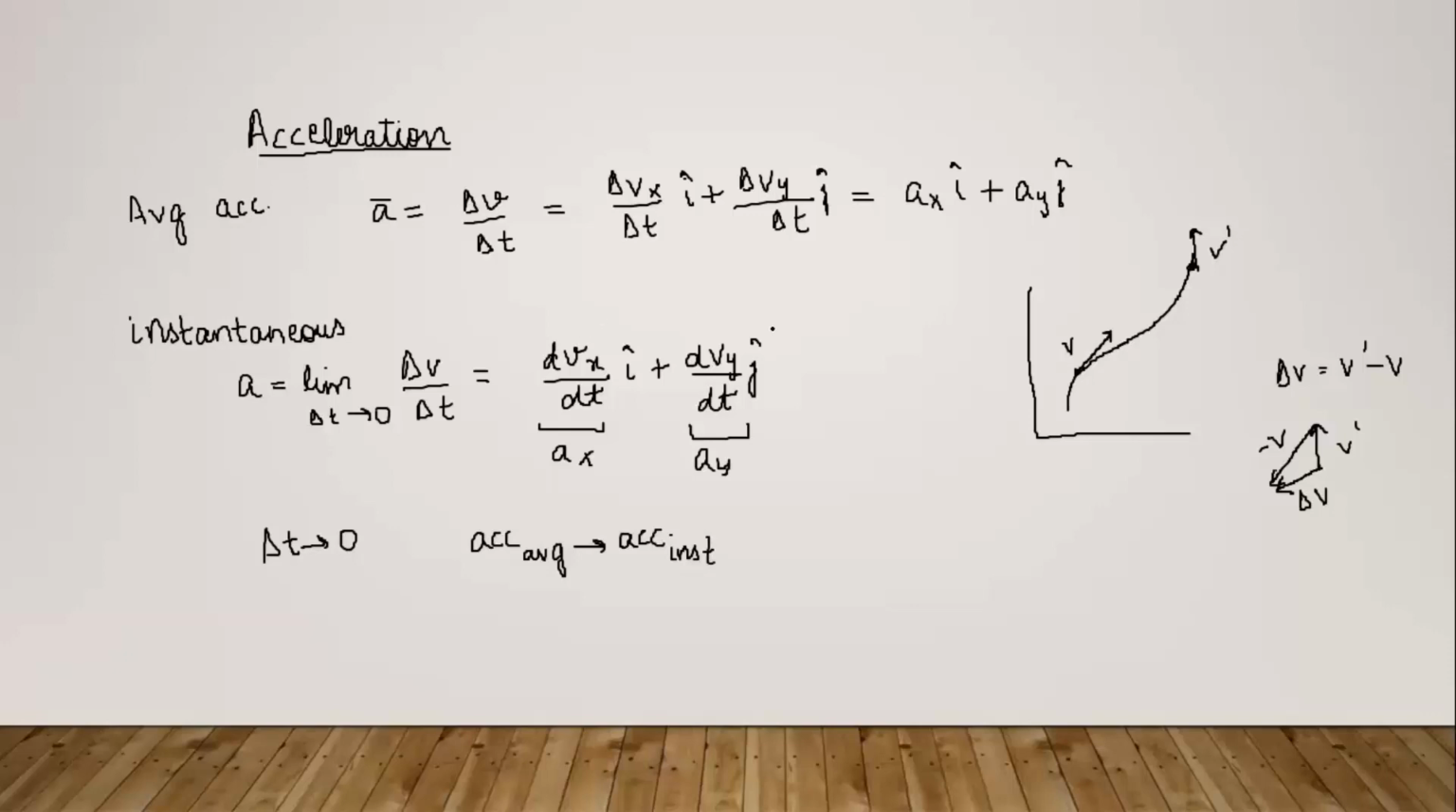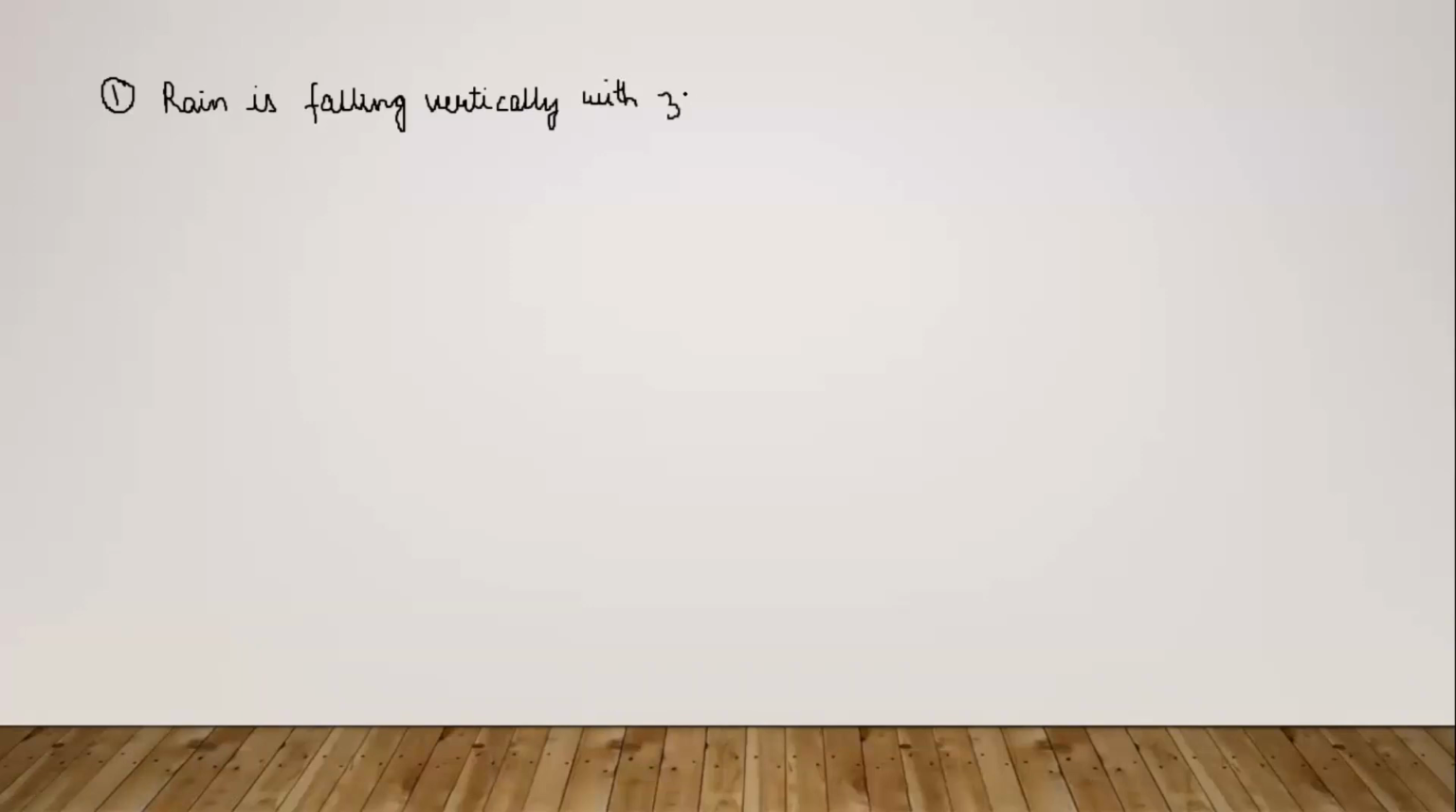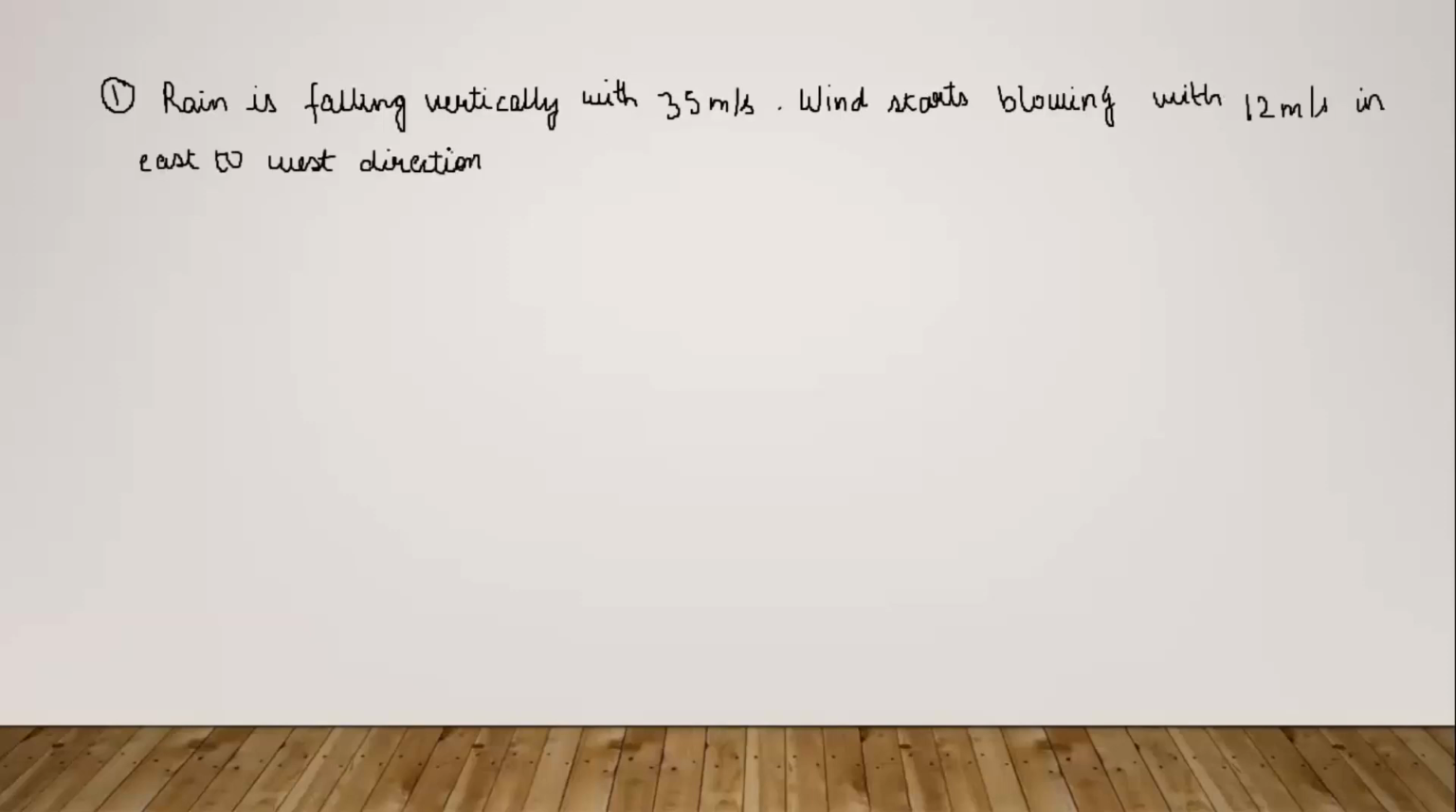We will again discuss some questions, as we always do at the end of the class. So our first question here is: rain is falling vertically with a speed of 35 meter per second, and wind starts blowing with a speed of 12 meter per second in the east to west direction. In which direction should a boy hold his umbrella so that he doesn't get wet?